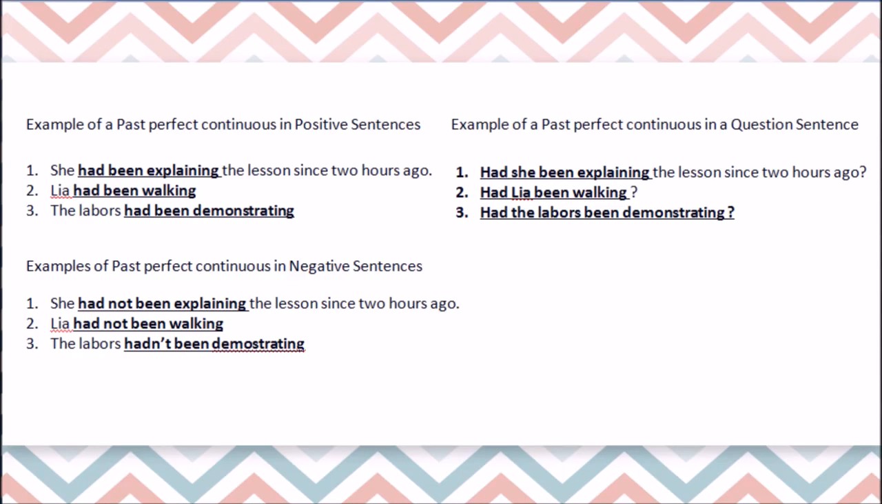Example of past perfect continuous in positive sentence. She had been explaining the lesson since 2 hours ago. Leah had been walking. The laborers had been demonstrating.